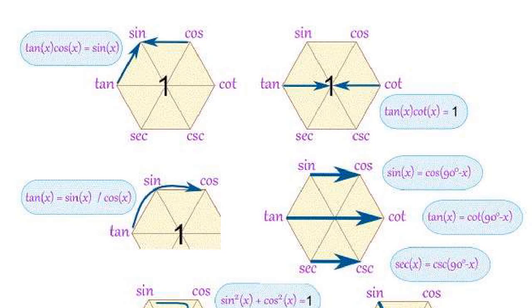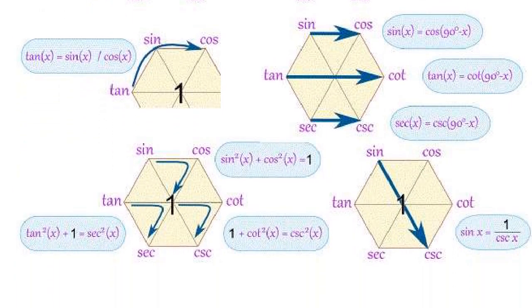And an easy way to remember these is using something called the magic hexagon. So you just draw a hexagon, six-sided, and then draw all your diagonals. Put 1 in the middle. Put sine and cosine at the upper corners, tangent and cotangent at the middle corners, and secant and cosecant at the bottom corners. And if you do that, then the reciprocal identities, you just go straight through the middle.